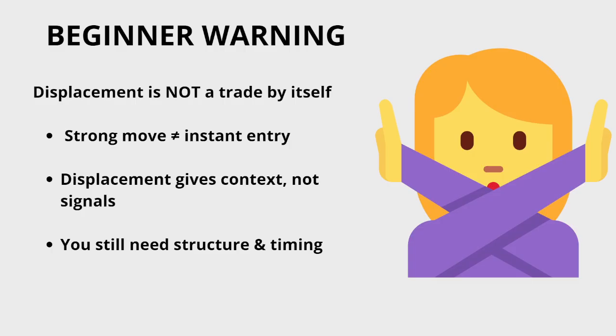You still need other confluences. You need structure with your strategy. You need timing with your strategy. Not just strong move, click a button, buy, enter. No, that's how you lose money. That's how you burn out. And you end up not doing trading to a level that you actually wanted to do. So always keep that in mind: displacement by itself is not an entry signal, but necessarily a confluence that validates your trading strategy. It's just a confluence. There are still more things that need to go into it.